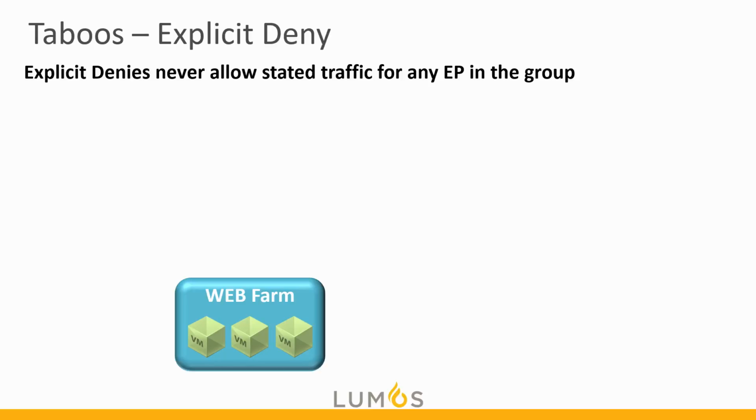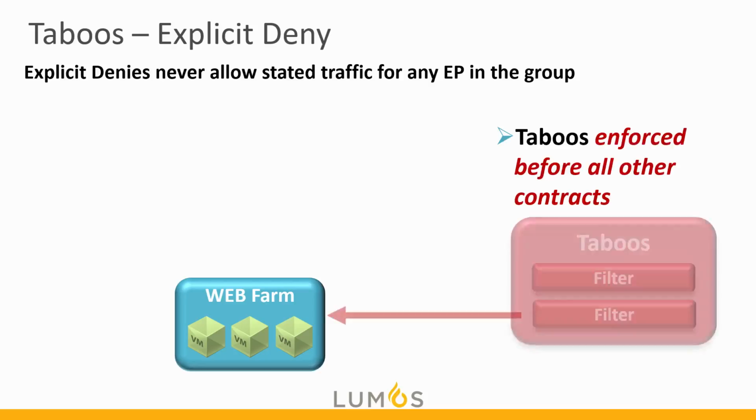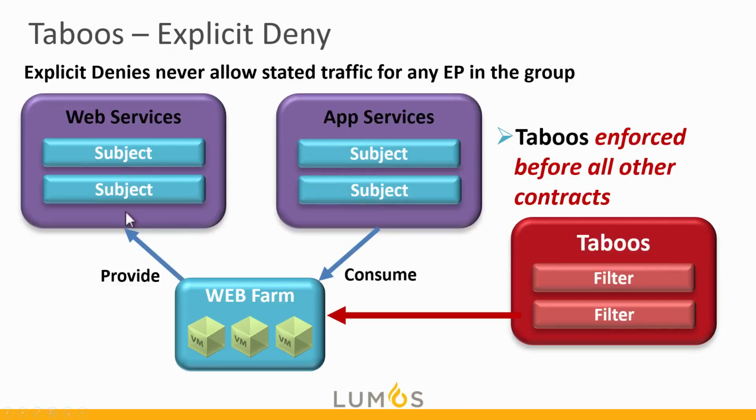So here's what I was mentioning about a taboo contract. This is an explicit deny. The explicit deny basically states that we should never allow certain traffic for a particular EPG endpoint in a group. So for instance, maybe I have a traditional app and web tier. So let's say my web farm is consuming the app contract from the app EPG, which is not pictured here. And the web farm is providing the web contract over to the end user's EPG, which is not pictured here.